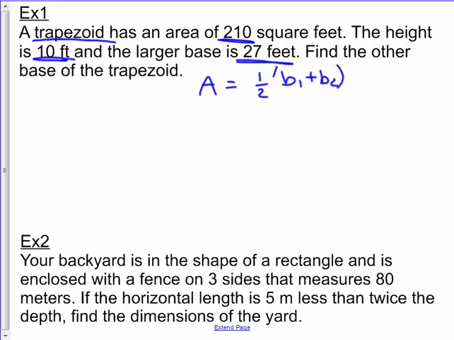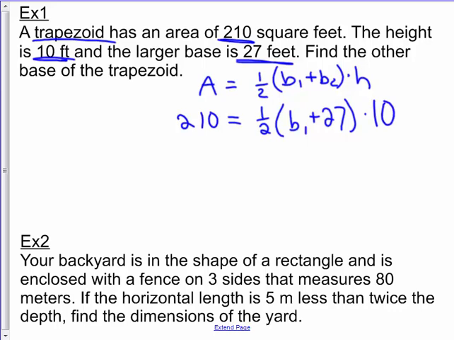Notice I put the h on the end. Doesn't matter, okay, because I'm multiplying 1/2 times what's in parentheses times the height. And actually, we'll end up moving the height back over in a second here. So I start to fill in what I know. I know the area is 210, base 1 will be our unknown, but we know base 2 is 27 feet. The height, 10.